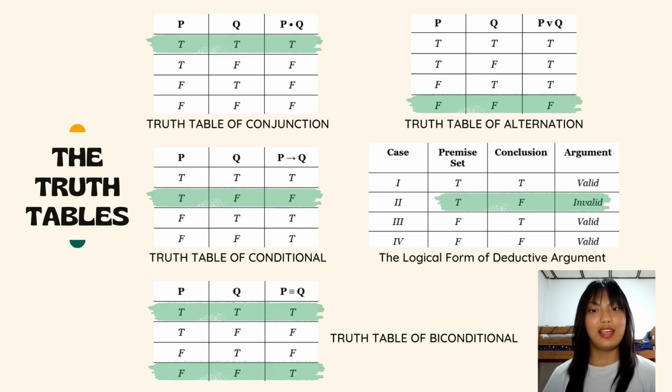Moving on to considering the representation of a biconditional. P if and only if Q. Notice how 2 rows are shaded. This points out that a biconditional is true under 2 conditions. One is when both elements are true, and two is when both elements are false. Otherwise, the biconditional is false.